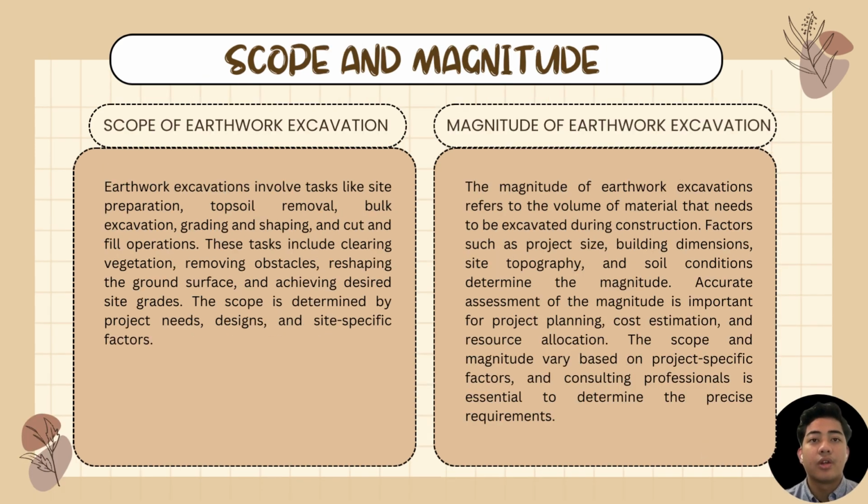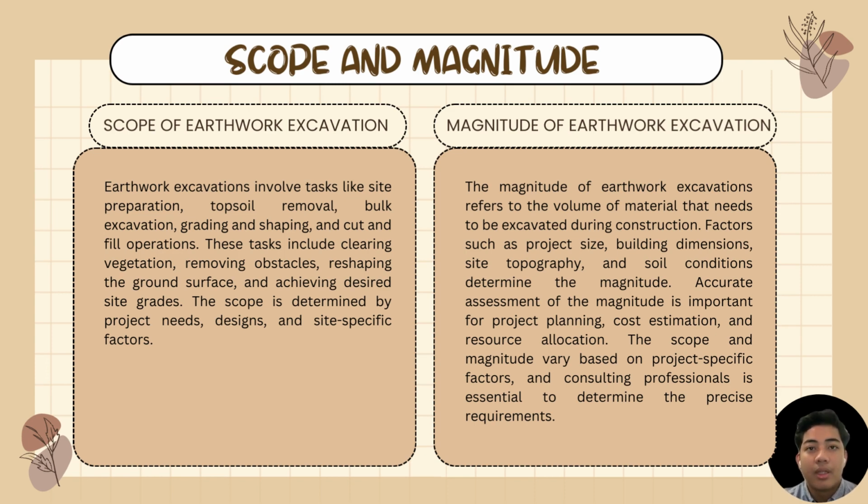For the next part is scope and magnitude. Firstly is the scope of earthwork excavation. It involves tasks like site preparation, topsoil removal, bulk excavation, grading and shaping, and lastly cut and fill operations. These tasks include clearing vegetation, removing obstacles, reshaping the ground surface, and lastly achieving desired site grades. The scope is determined by the project needs, design, and site-specific factors.